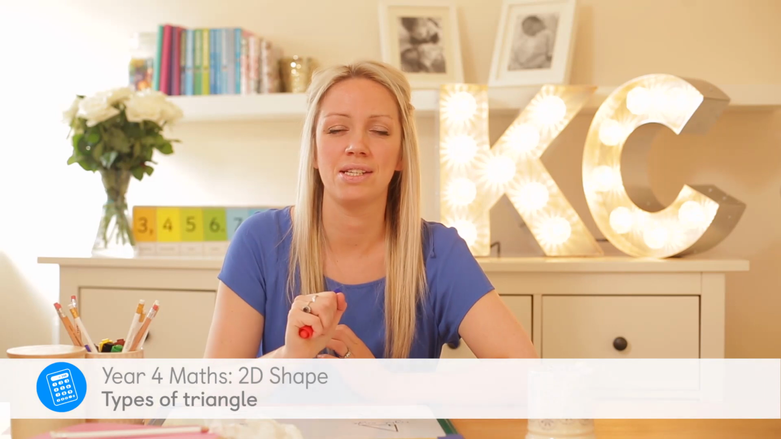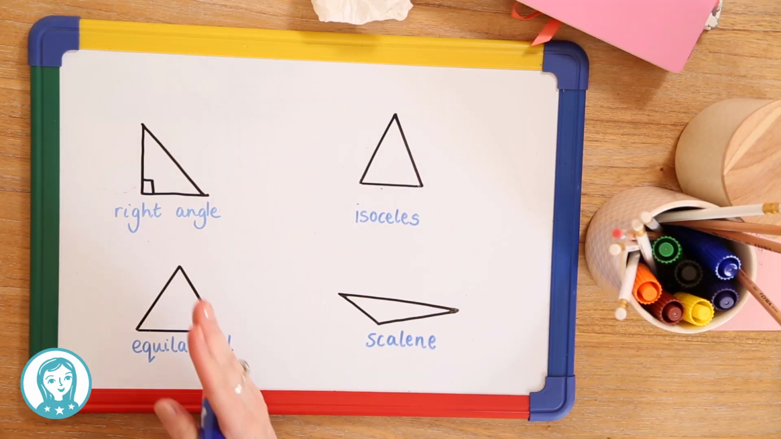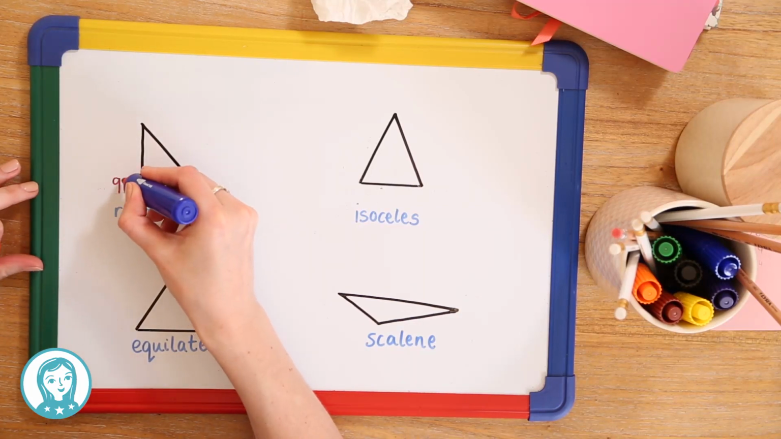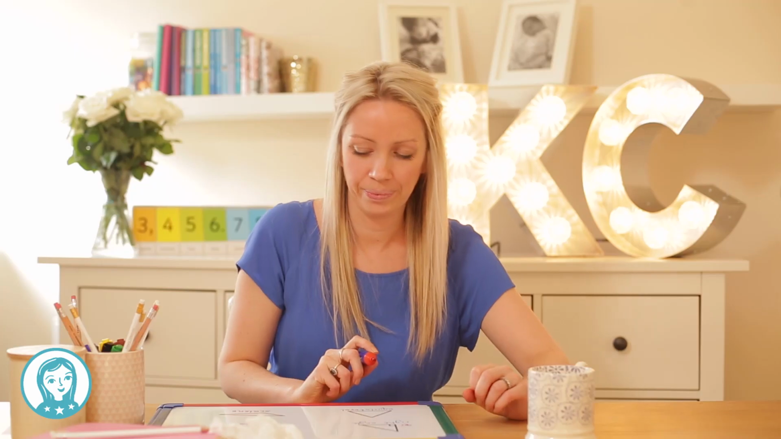Triangles. A triangle is a 2D shape with 3 straight sides and 3 angles, and the 3 angles add up to 180 degrees. So we're going to look at the 4 different types of triangle. So first of all, let's look at the right angle triangle. It's basically is its name. It has one right angle, which is 90 degrees.